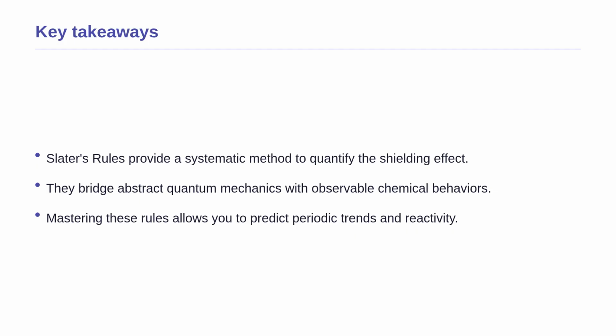To wrap up, Slater's rules provide a highly effective, systematic method for quantifying the shielding effect in multi-electron atoms. By simply grouping orbitals and assigning specific values, we can calculate the effective nuclear charge any electron experiences. This simple mathematical tool bridges the gap between abstract quantum mechanics and observable chemical behaviors. Mastering these rules allows you to confidently predict periodic trends, ionization energies, and the chemical reactivity of elements across the entire periodic table.